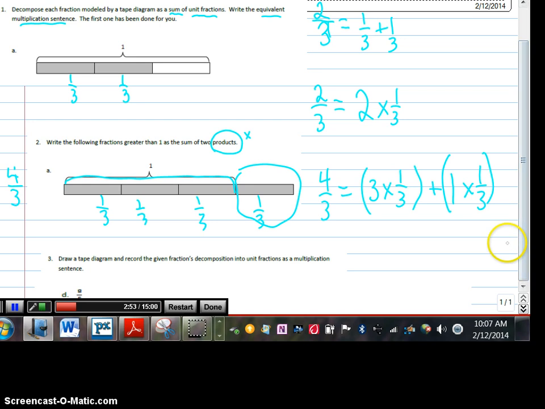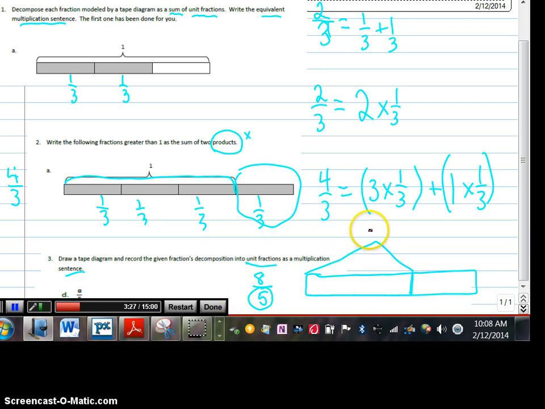The last part of this problem says to draw a tape diagram and record the given fraction's decomposition into unit fractions as a multiplication sentence. Okay, so 8/5 is my tape diagram. So I would draw it like this. I know that's more than one whole, so I'm going to make a really big tape diagram. And I'm going to just pick a part that I want to be one whole. And I know I need to cut that into fifths because when I see a denominator, that tells me how many units are in one whole.